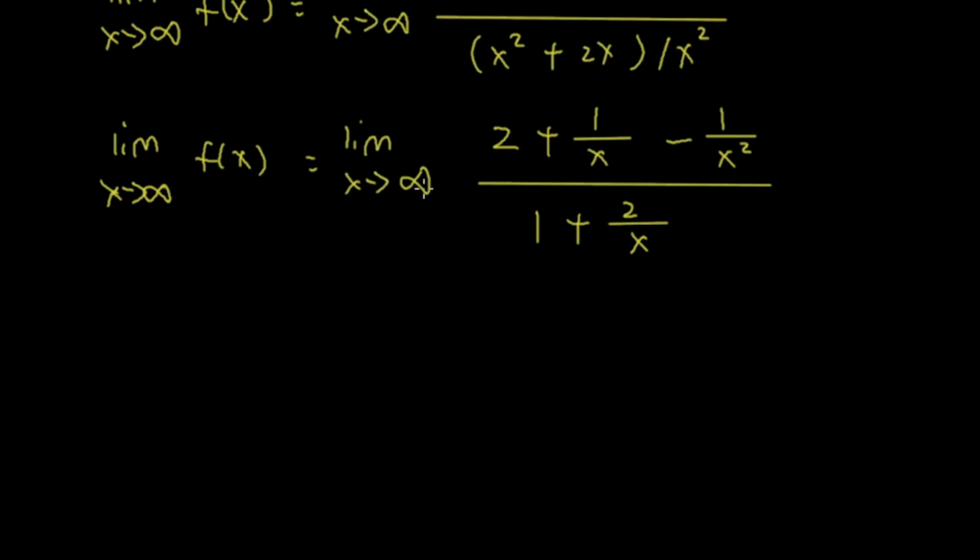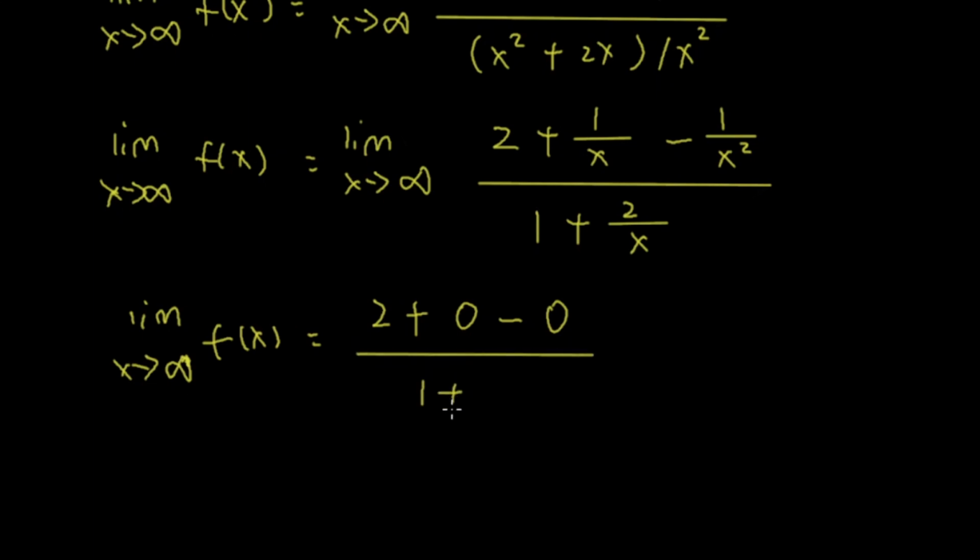Now you can put infinity into x here. Now let's directly do this. The left side is still the same. Okay, so the 2 is not affected. Plus 1 over, now this is infinity now. 1 divided by infinity is close to 0. Minus 1 over infinity squared is close to 0. Divided by 1 is not affected. Plus 2 over infinity, which is close to 0.